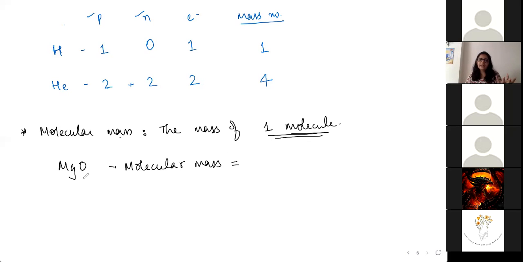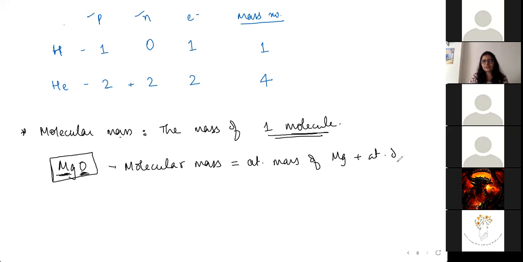Absolutely. What is a molecule? A molecule is made up of individual atoms. So if you want to find the mass of the whole molecule, you just add up the masses of the individual atoms, whatever atoms are in the molecule. So the mass of MgO will be the atomic mass of magnesium plus the atomic mass of oxygen. Add both individually and you get the molecular mass of MgO. Okay?